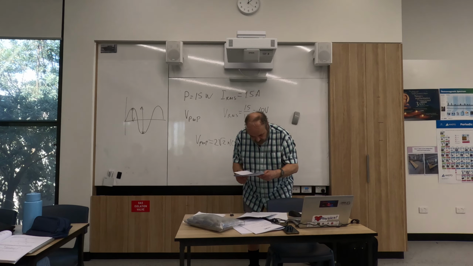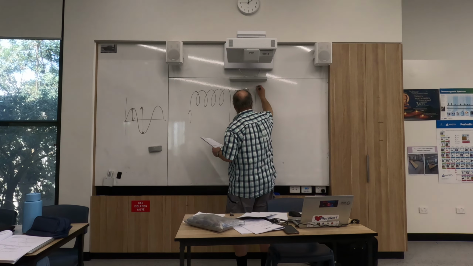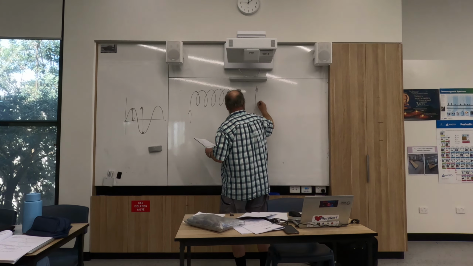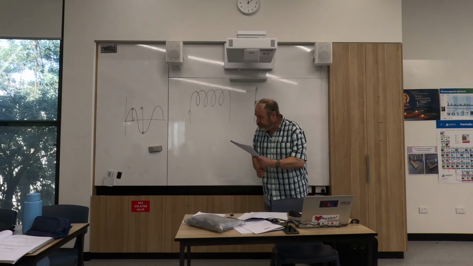Question 7. We have the solenoid with a current, and we have a wire with a current. This is the direction of the current in the wire. The question is, find the direction of the force on the wire.